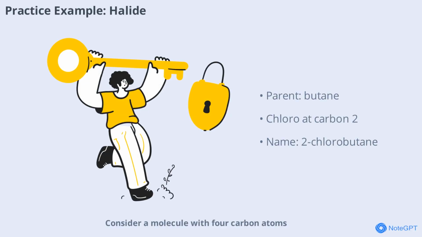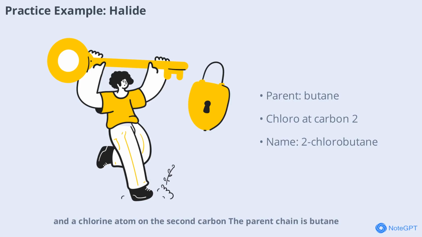Consider a molecule with 4 carbon atoms and a chlorine atom on the second carbon. The parent chain is butane and the substituent is chloro at position 2. The correct IUPAC name is 2-chlorobutane. This example demonstrates how to name halogenated compounds using prefixes and position numbers.